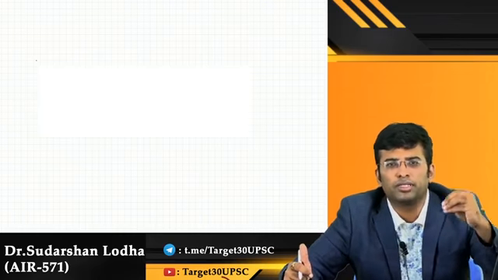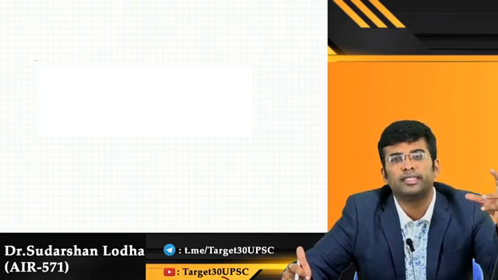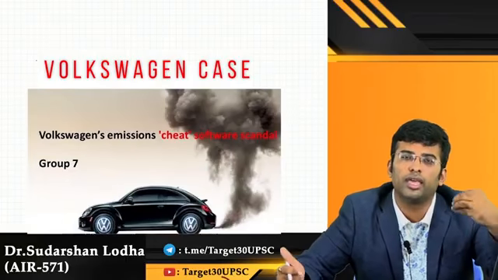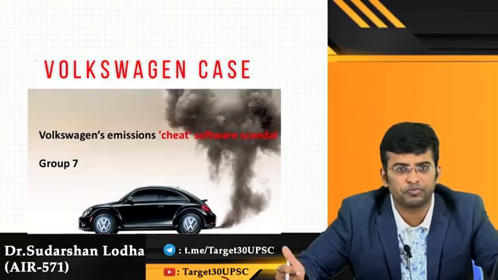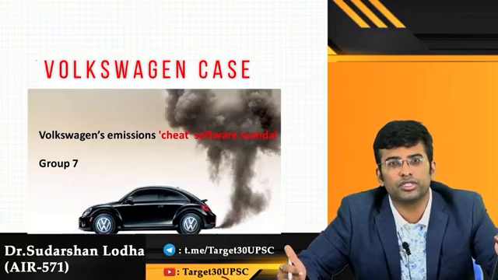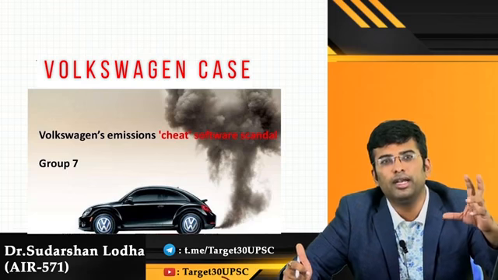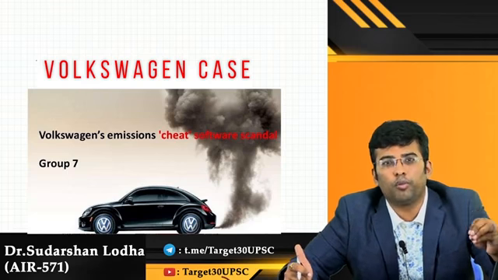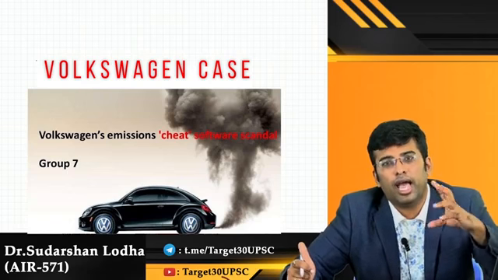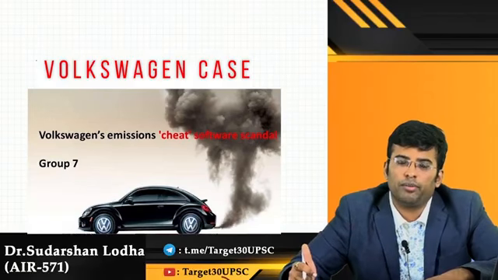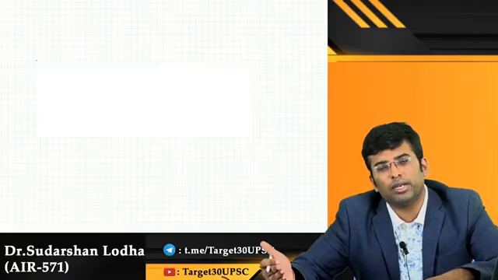Next important example with respect to failure of corporate governance, you can write the example of Volkswagen, where they fudged the emission data of the car emissions and continued polluting the environment. So this is a wrong practice and it was against the principle of corporate environmental responsibility, thus leading to the damage to environment and climate. So one important example you can write.